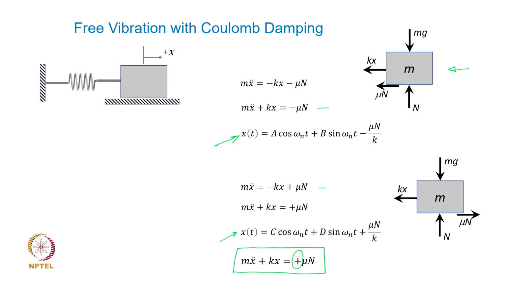Now, this is basically going to mean that our equation of motion is not a linear equation of motion. Why? Because they depend on the signs of this friction force at each instant of time, and therefore, the governing equations are not linear in case of a Coulomb damping case.